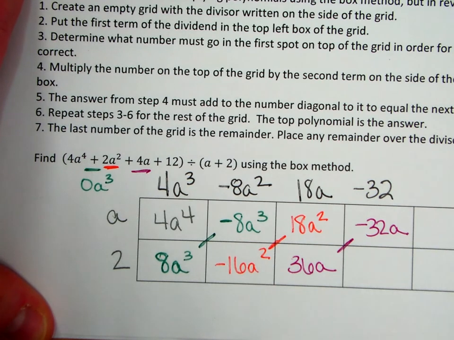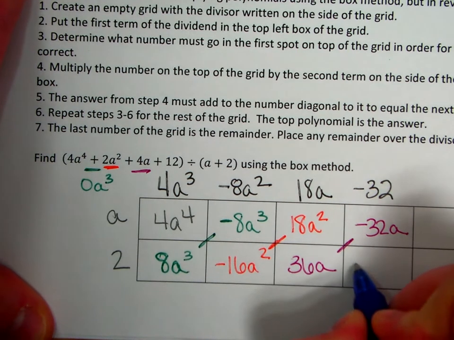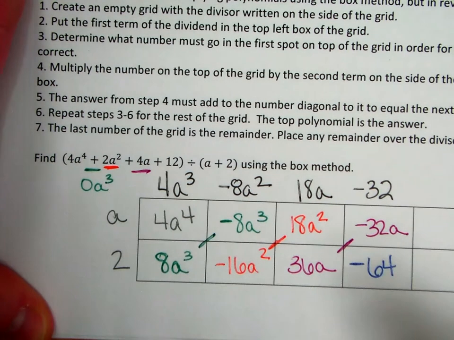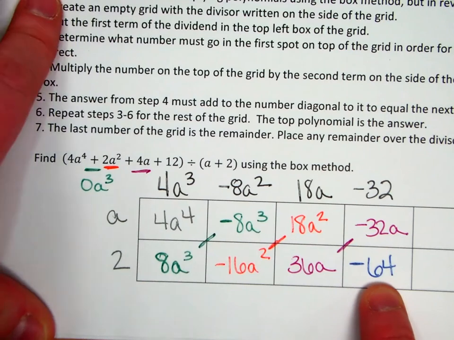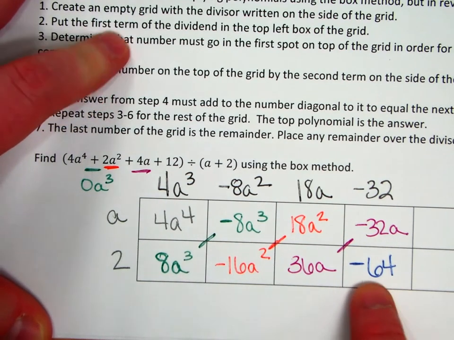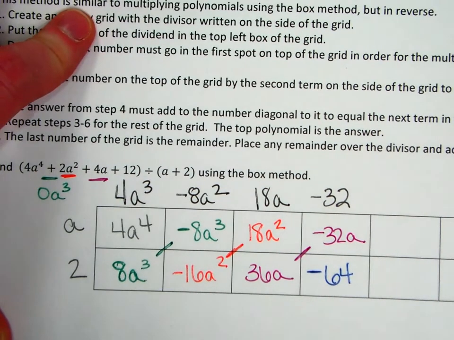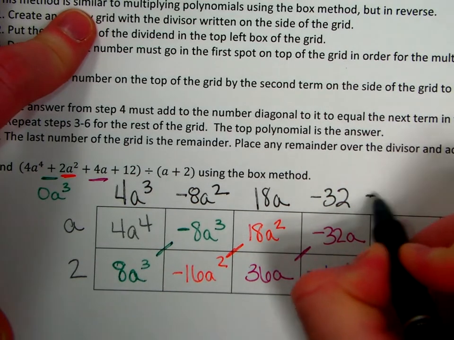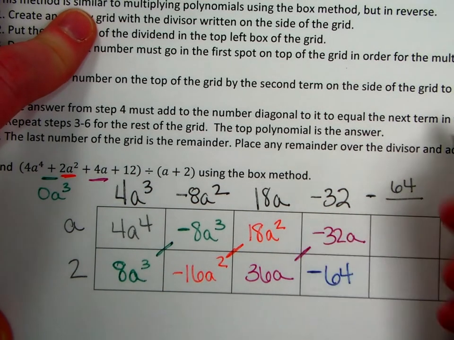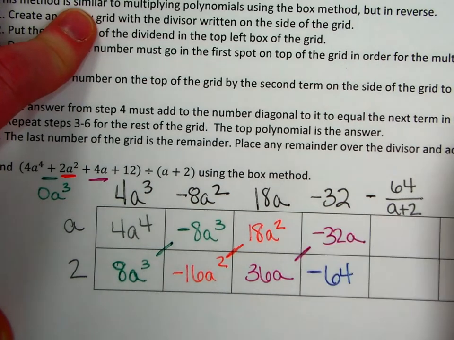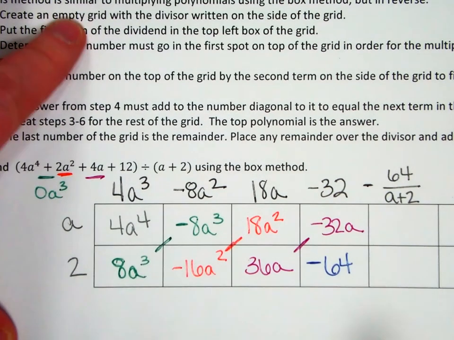Trying to figure out what color I want to use. Blue. Since this is not 0, I have a remainder, and this is my remainder. So my answer would be minus 64 over a plus 2, and everything on top would be my answer.